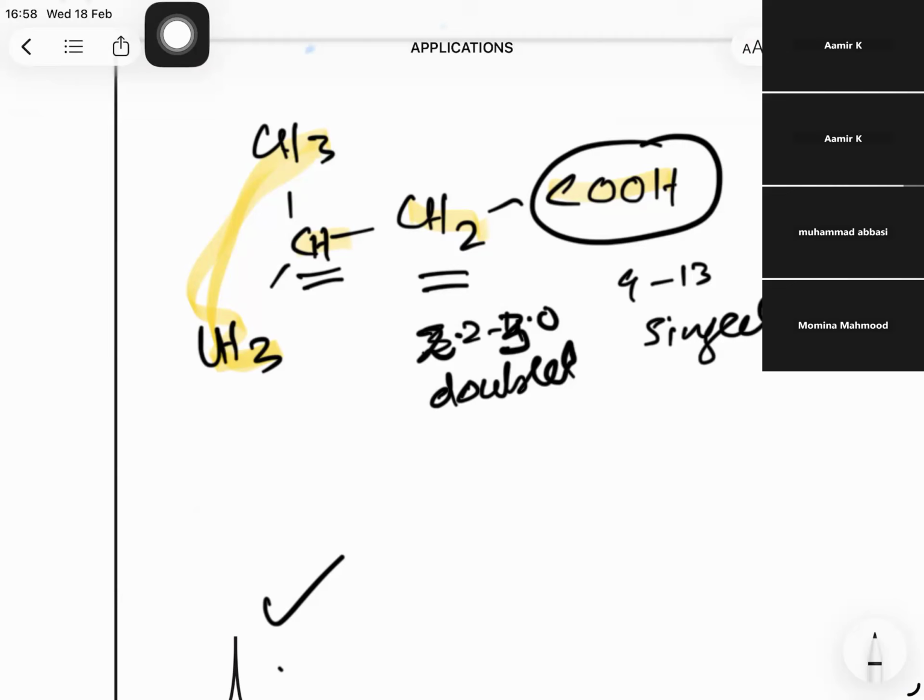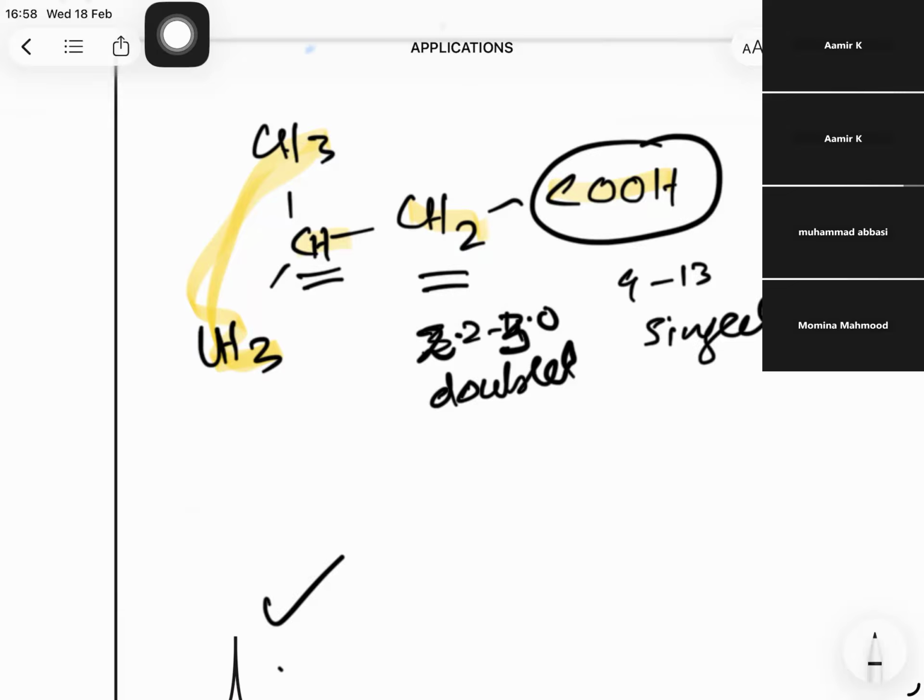I think you must be looking at the carbon 13 spectrum again. No. You're looking at the hydrogen spectrum? Yes. Okay, then look at the hydrogen attached with the carbon and next to C double bond O, next to carbonyl. Got it now? Okay, next.